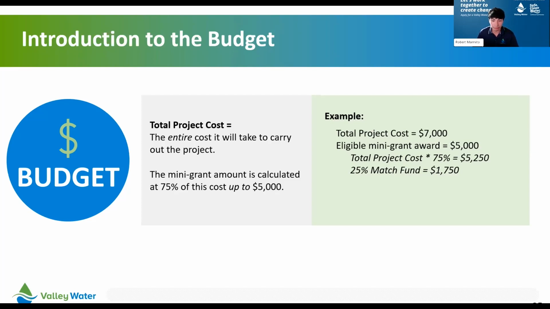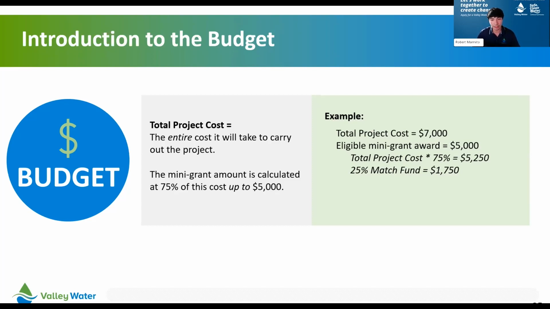So as an example, let's say your total project cost is $7,000. The amount that you're eligible for is the full $5,000 because when we take 75% of the $7,000, that gives us $5,250, as you see in the slide. And that's way above the threshold for the $5,000 cap that we have for mini grants. So we just give you the full grant amount.